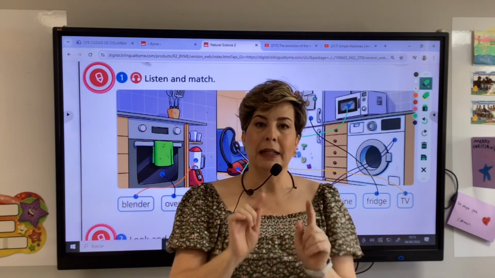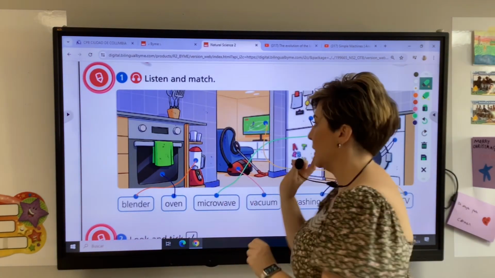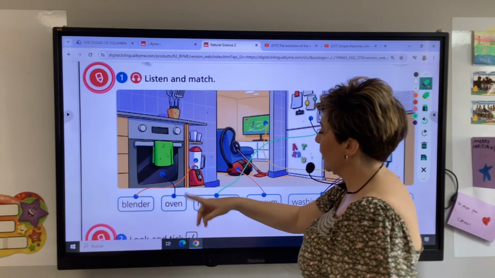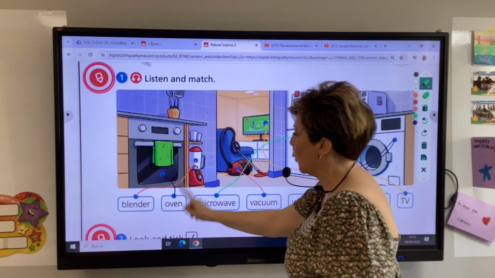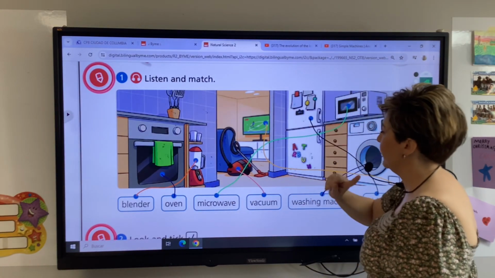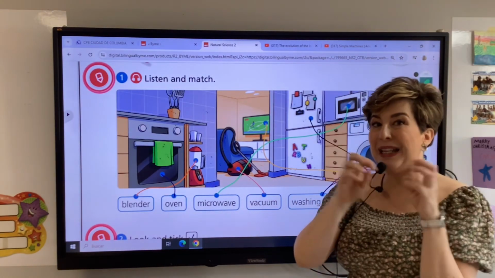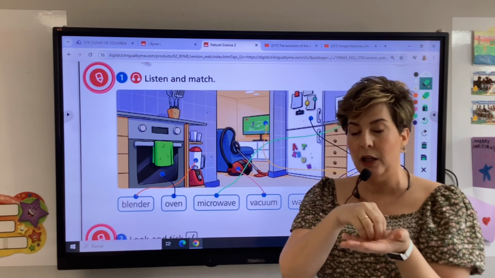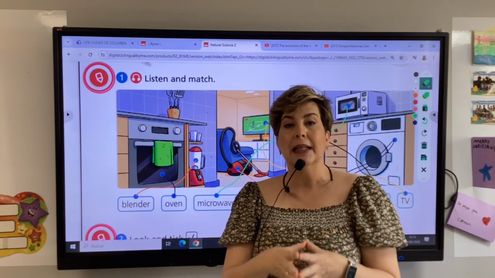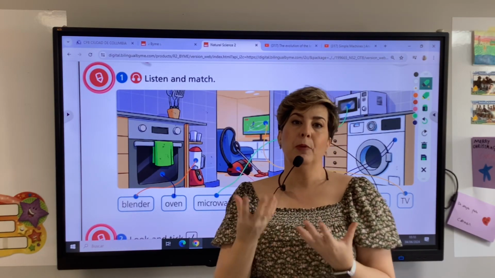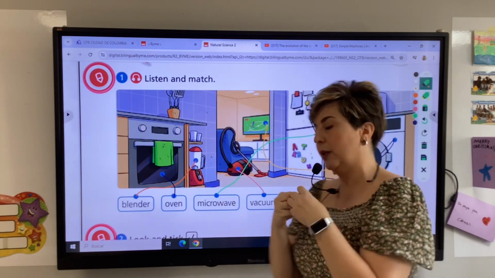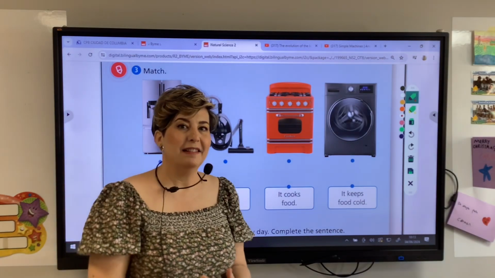Let's do another activity more about these machines. All of them are complex machines. The blender is a complex machine, the oven is a complex machine, the microwave is a complex machine because it has many simple machines inside. So a complex machine is a machine that has two or more simple machines inside. Okay, listen and repeat.